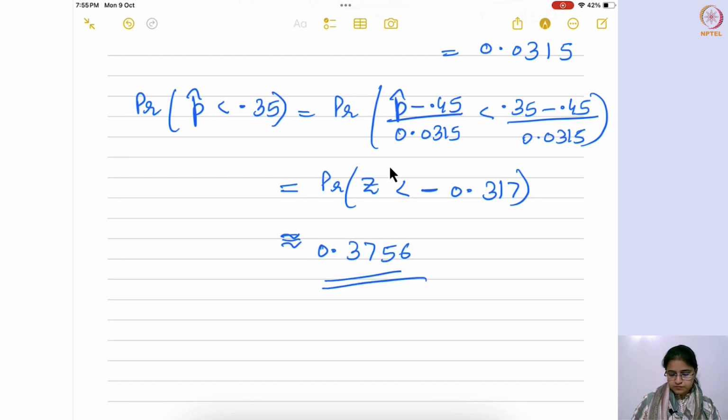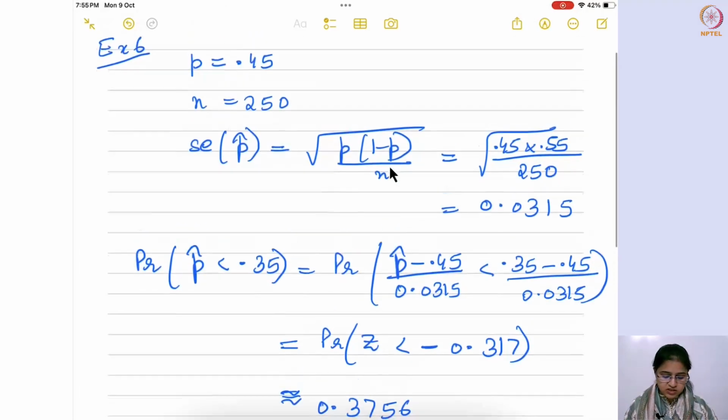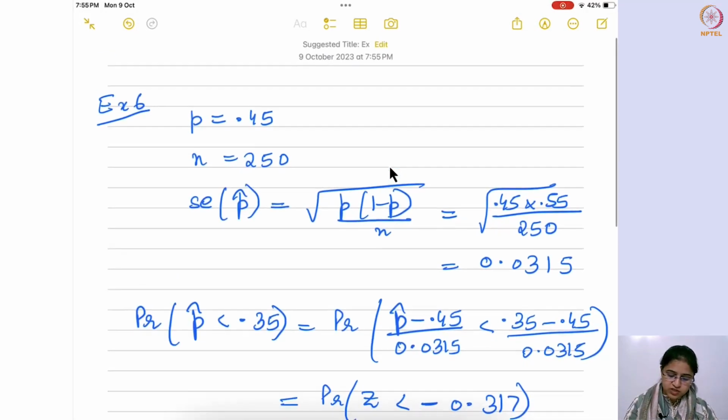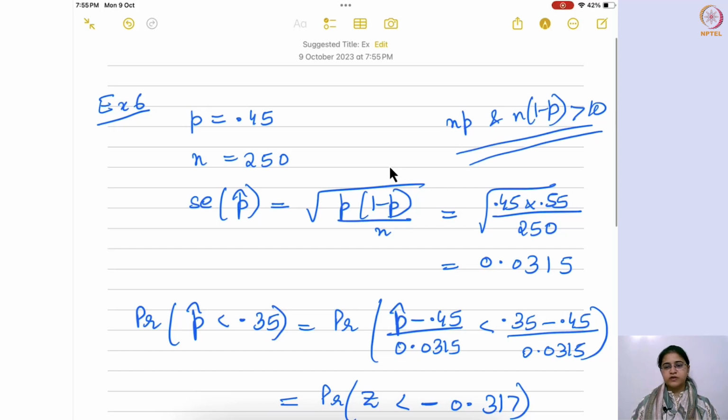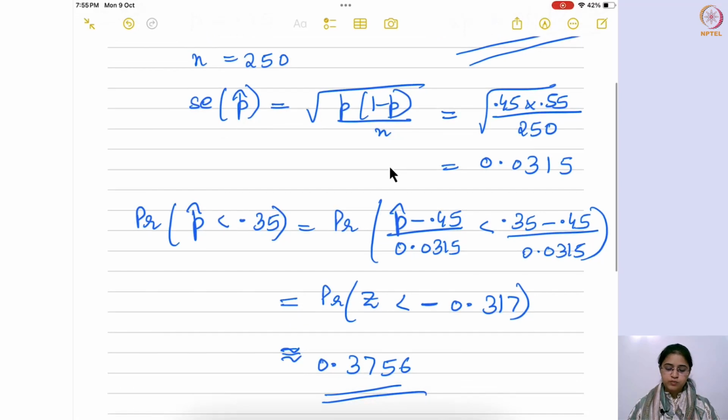So you have used the CLT and this approximation because here np and n(1 minus p) are both greater than 10. So that criteria is satisfied. That is why you were able to apply this approximation: in the binomial setup you are taking the central limit theorem, and by standardizing it you are using the standard normal table. You can either look at the tables or just check using some software, and you can also get these values.